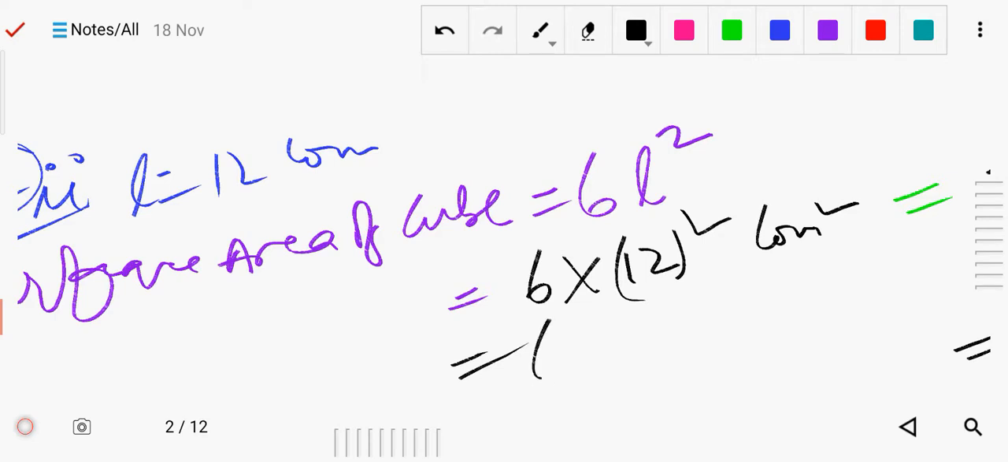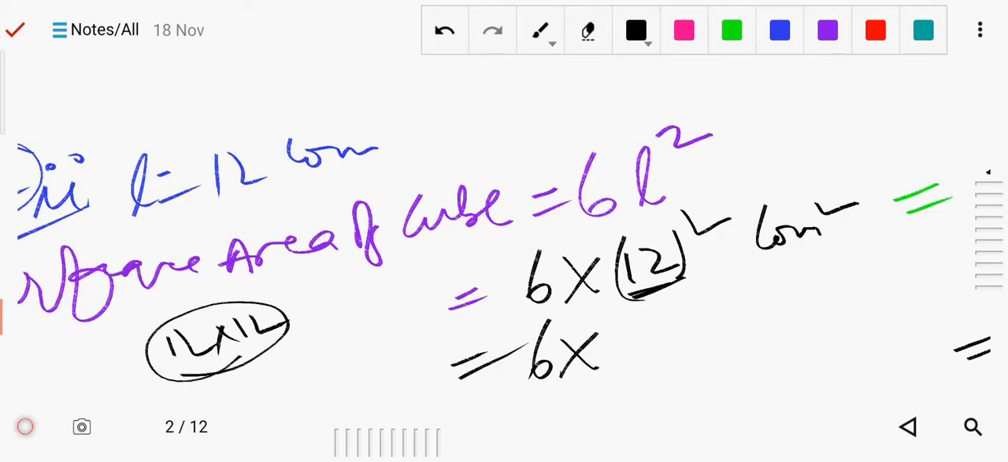So here we can solve. This square means 12 into 12. What is the value of a square? The same number repeats 2 times. So 12 into 12 centimeter square.